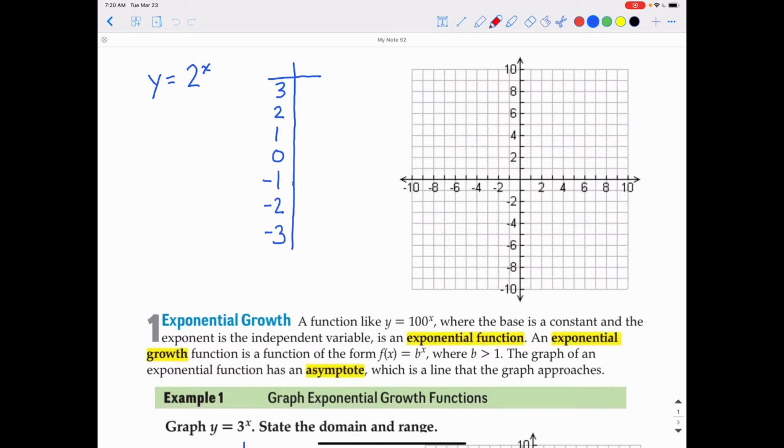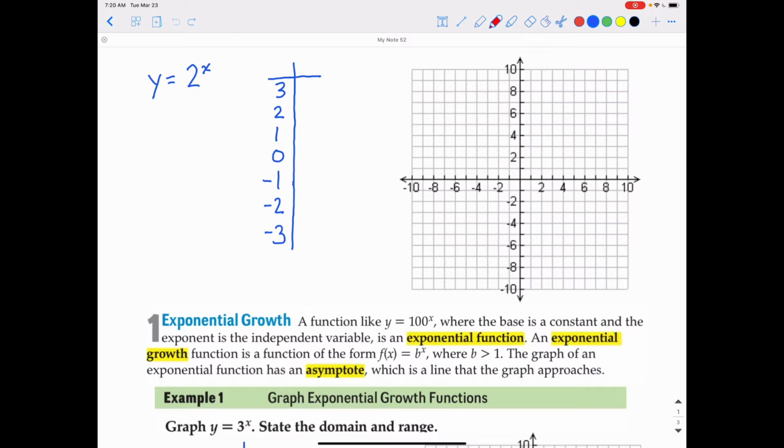Let's look at a new type of function, one where the exponent is actually the variable, as you see right there. Y equals 2 to the x power. So I've got a t-chart already built, and we are going to replace our x with each one of those numbers and see what it equals, and then we will graph it.